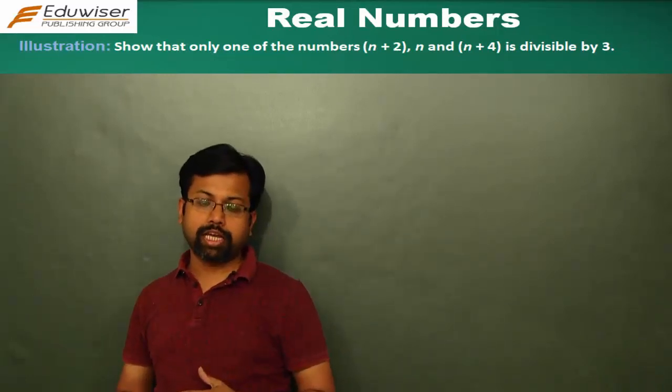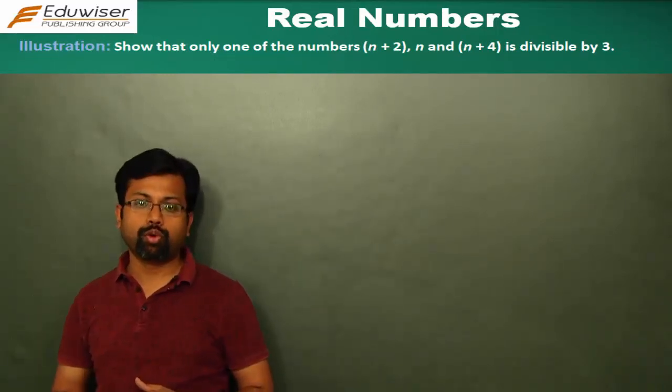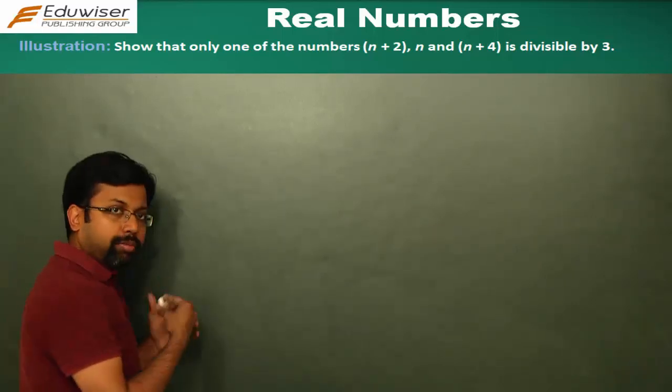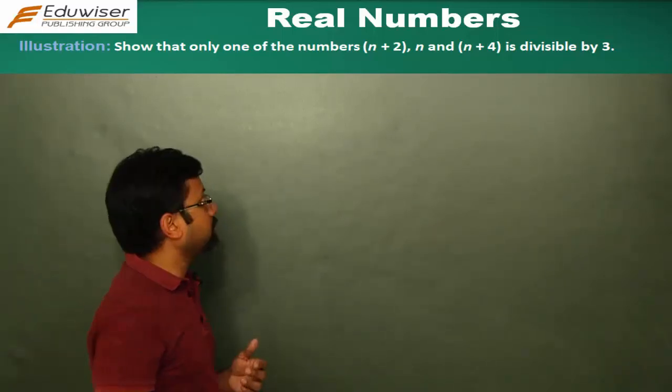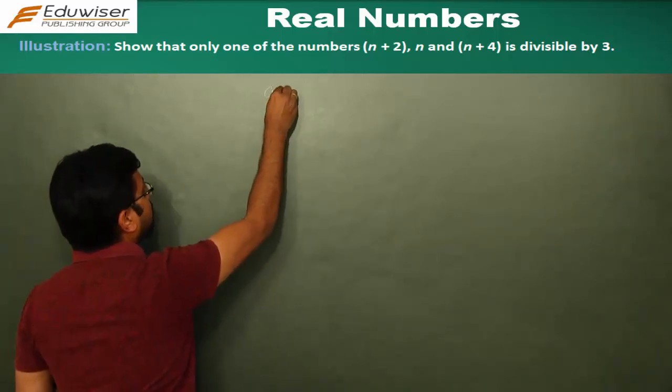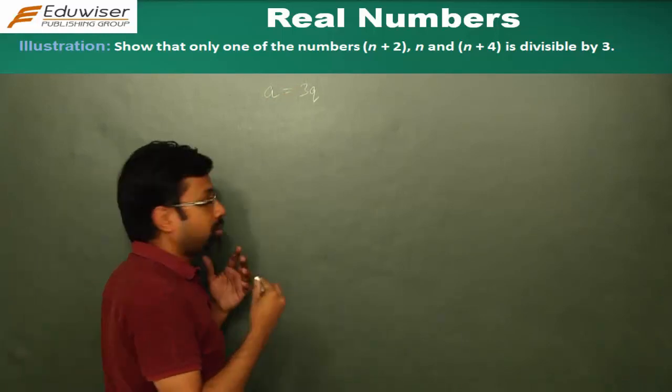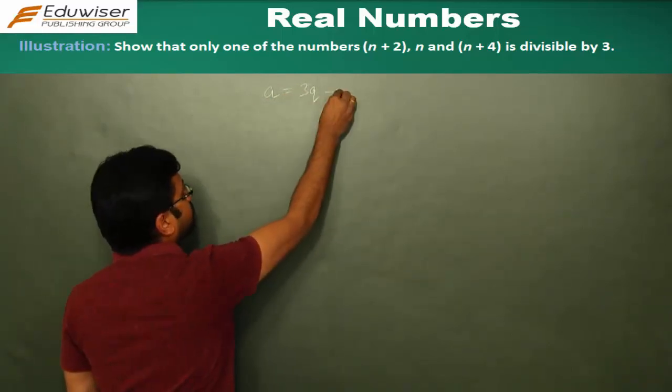Now the next question is to show that any one of the numbers n, n plus 2 or n plus 4 is divisible by 3. Now again we will be using Euclid's division lemma for this. And here again you have any number, since we have to use divisibility by 3, so we take b as 3.